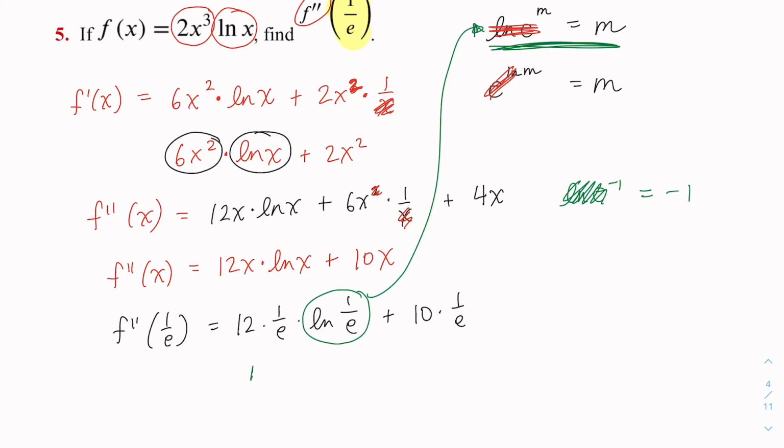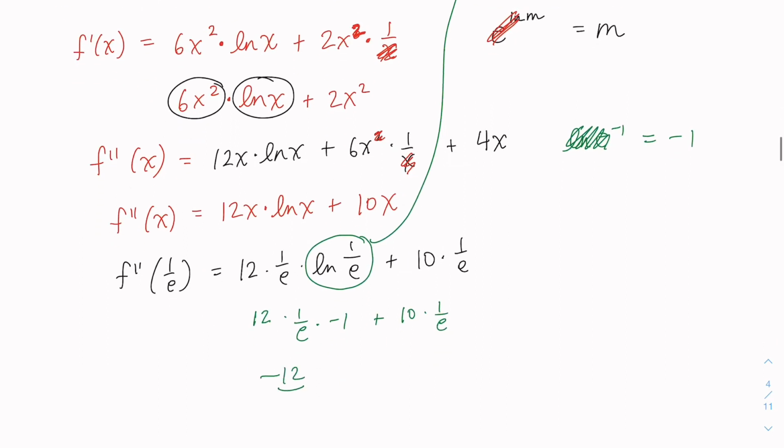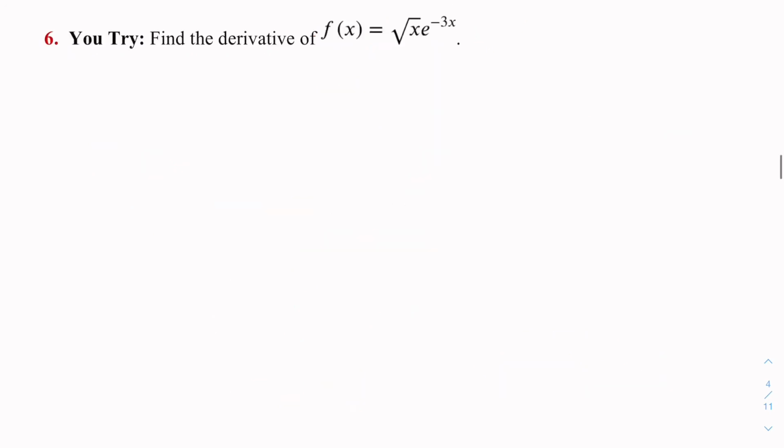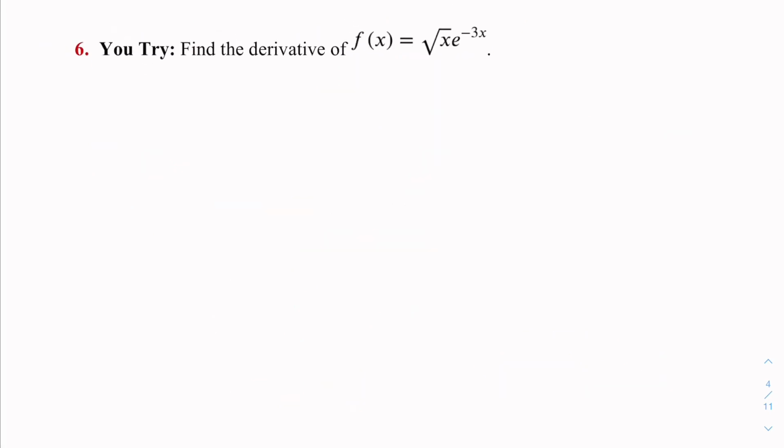So we have 12 times 1 over e times negative 1 plus 10 times 1 over e. Simplifying, we get negative 12 over e plus 10 over e. Since we have a common denominator, we can just simply add. So our final answer is negative 2 over e. All right, you try this one. Pause the video and give it a shot.